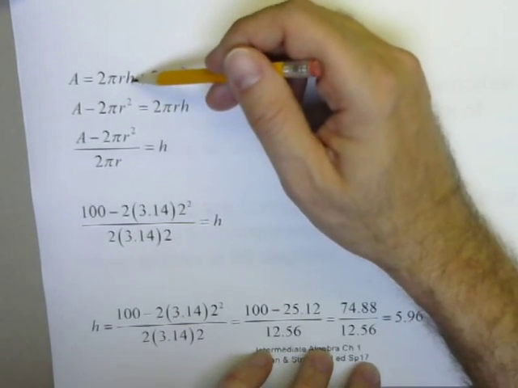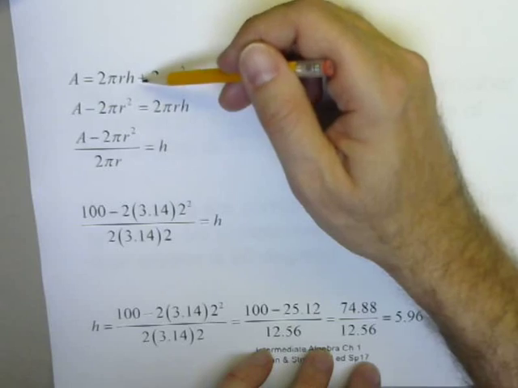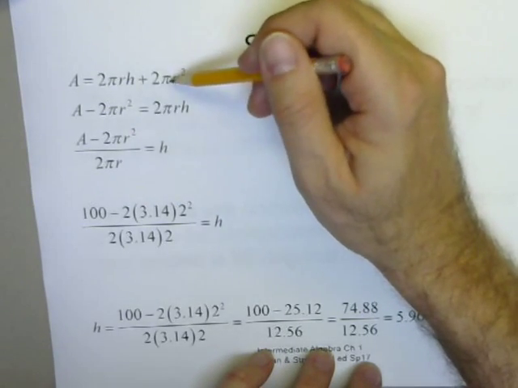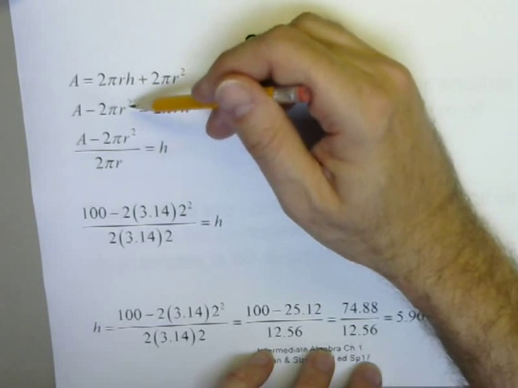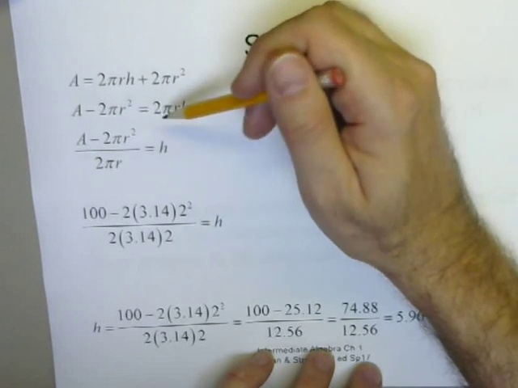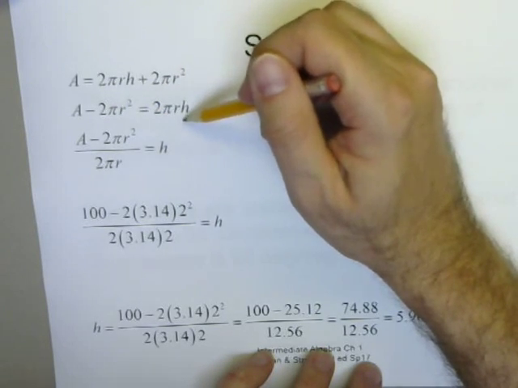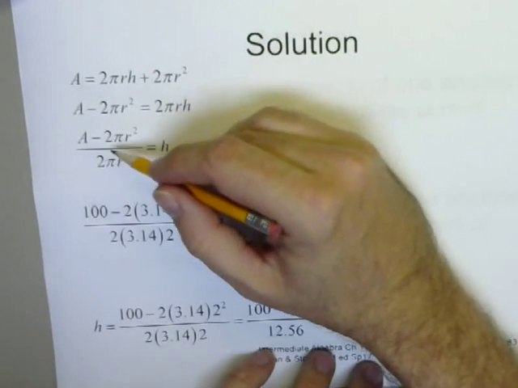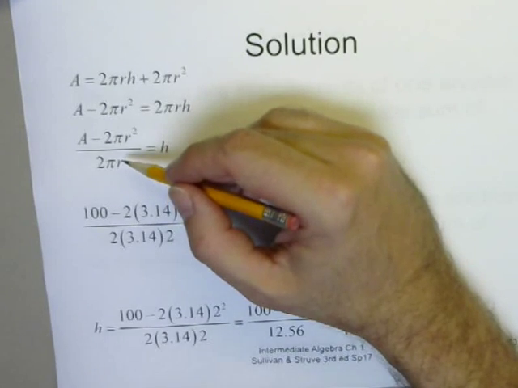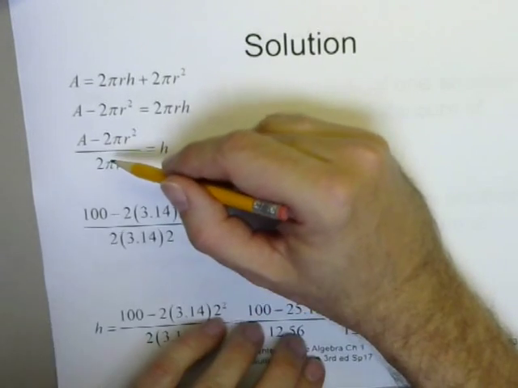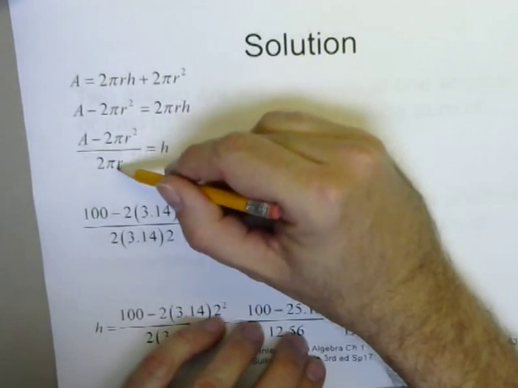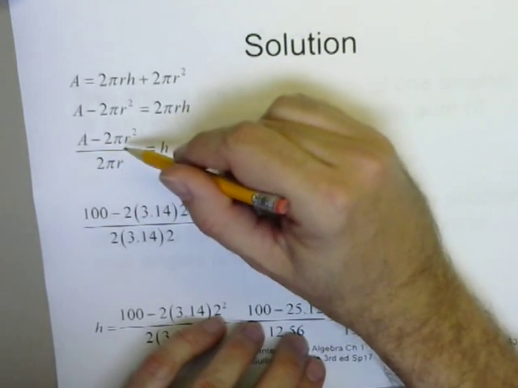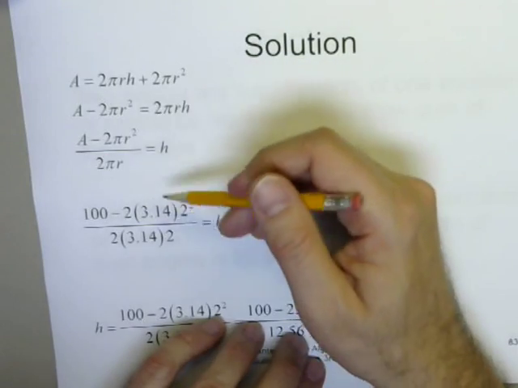So again, we're trying to solve for h, so we want to get everything without an h on one side, right? This term does not have an h in it, so subtract that from both sides. Then to get h by itself, we divide both sides by 2 pi r. This side will cancel with itself. You have to be a little bit careful here, because you cannot cancel the pi's or the r's since you don't have a pi and an r in this term. So you just leave it like that and then plug in your numbers.